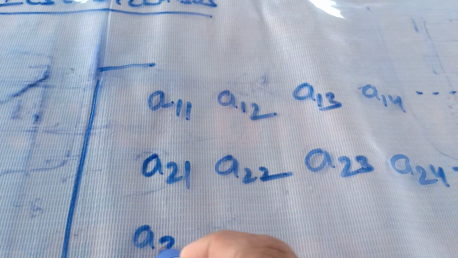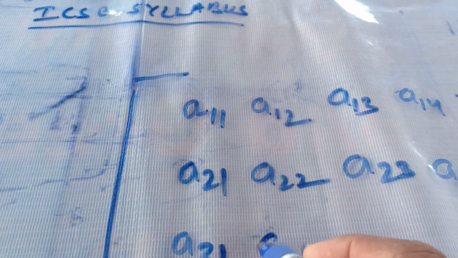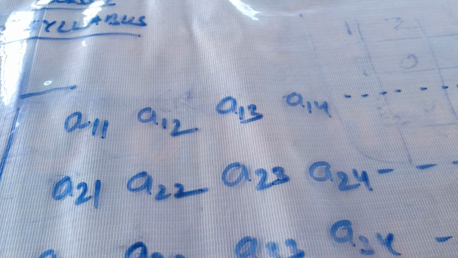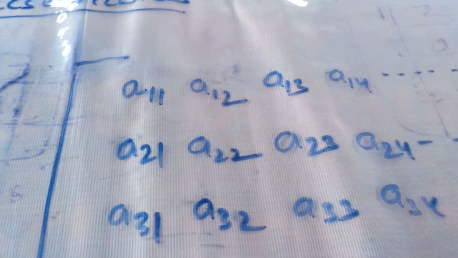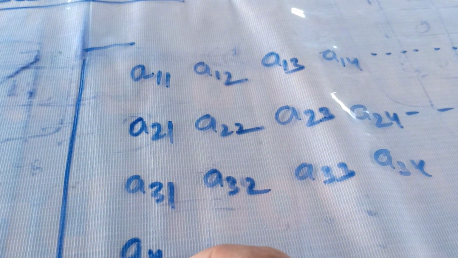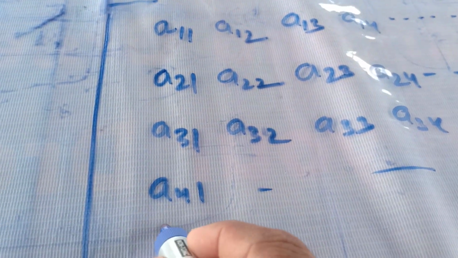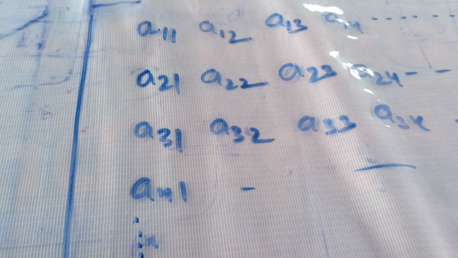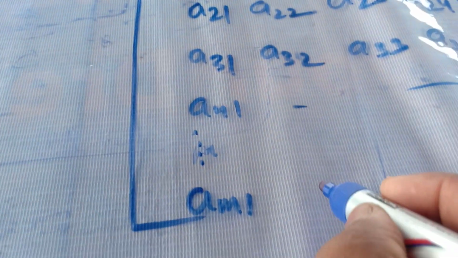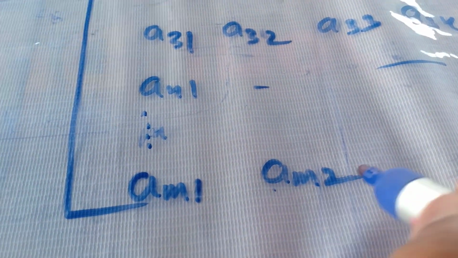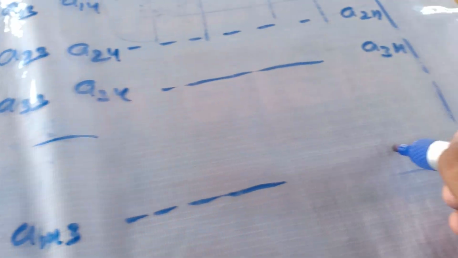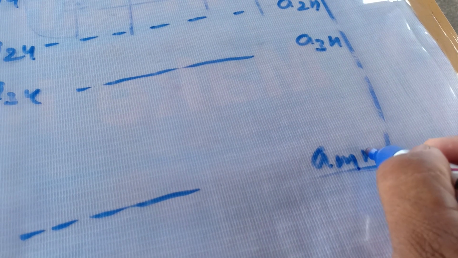Similarly, for the third row, a31, a32, a33, a34, continue like that, a3n. That means third row, nth column. Now similarly, if you go down, a41, then a51, a61, like that. Lastly, am1, which means mth row, first column. am2, mth row, second column. am3. Similarly, go on. The last element will be in the mth row and nth column.